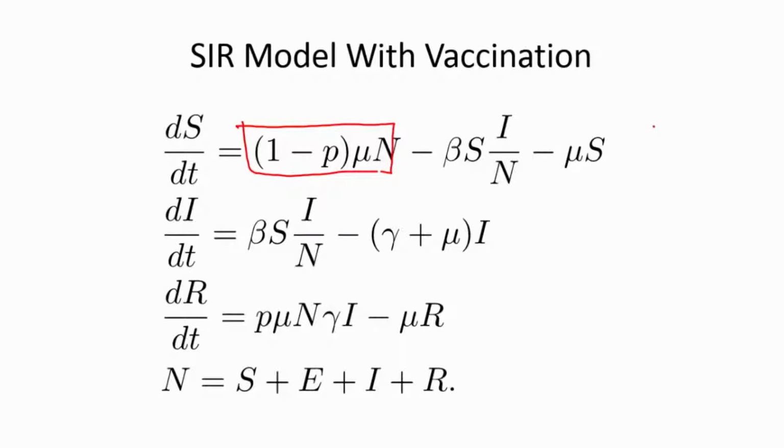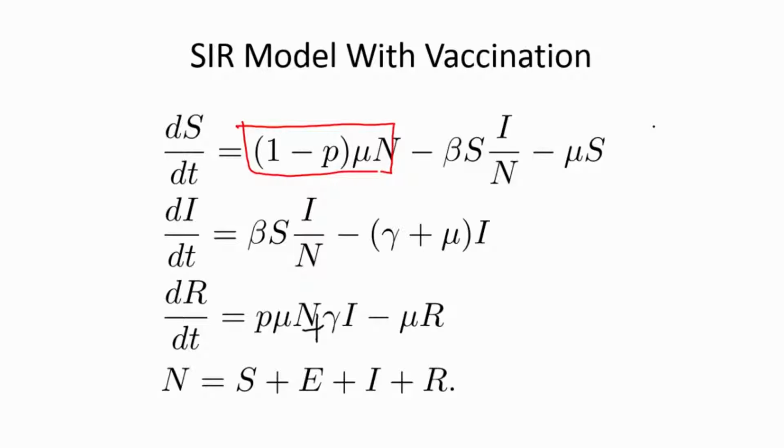And the other new part is that we now have a fraction here. This actually should read p times mu times n plus gamma times I minus mu R. Okay, so we have a fraction p times mu times n that now is representing individuals that from the start of this process are assumed to be immunized.